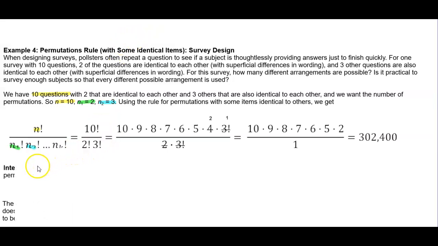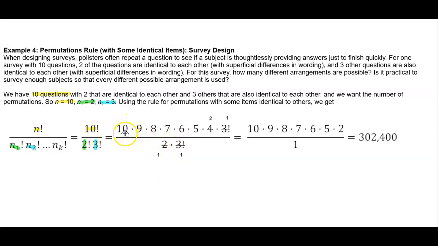So let's go ahead and fill that in. We know that this is going to be 10 factorial divided by 2 factorial times 3 factorial. Now if we simplify the 2 factorial in the next step, we're just going to get the value of 2. We're going to leave 3 factorial alone so that we can then expand 10 factorial.